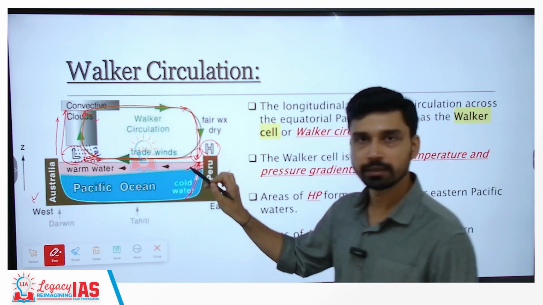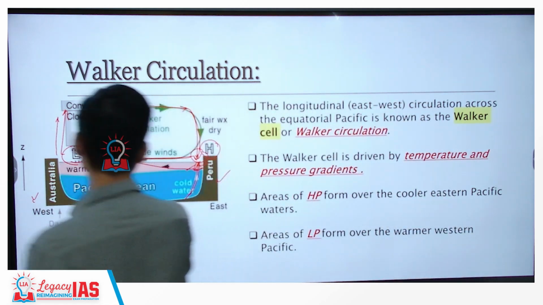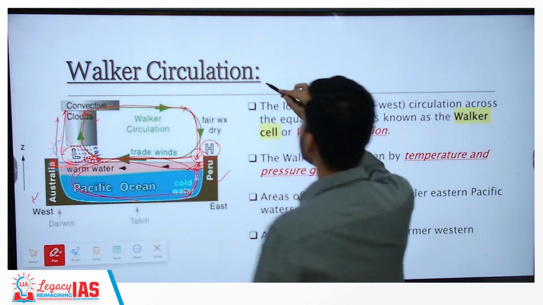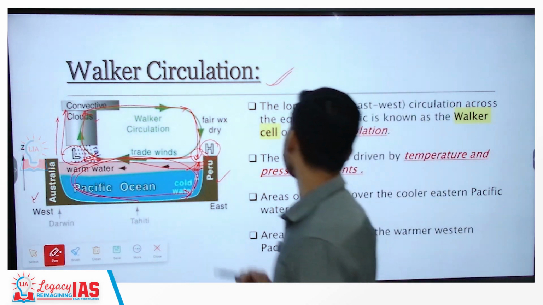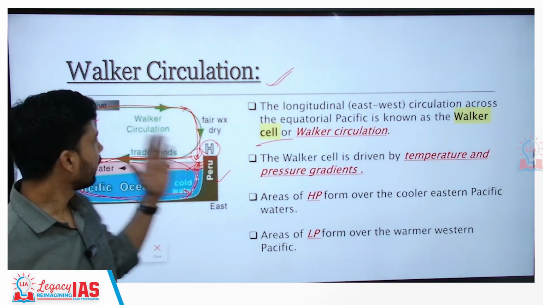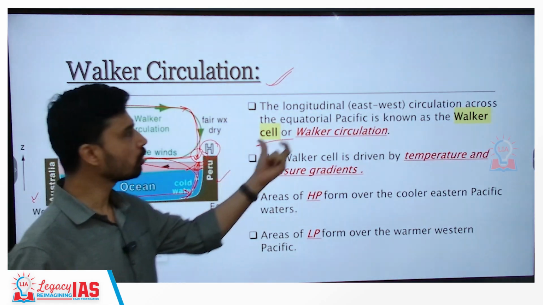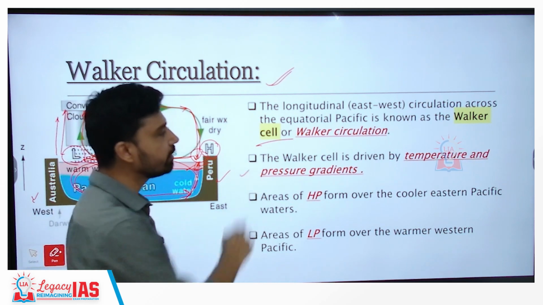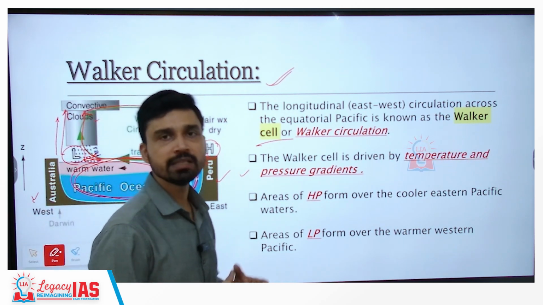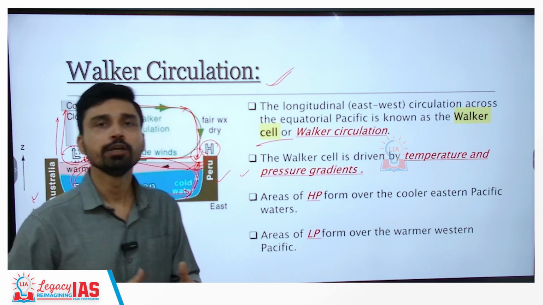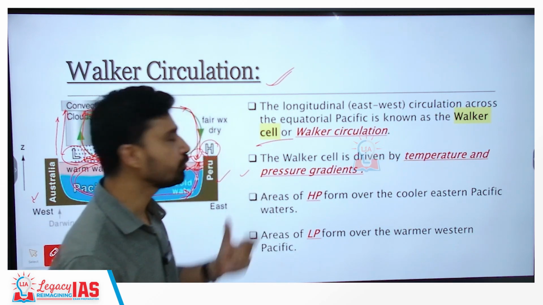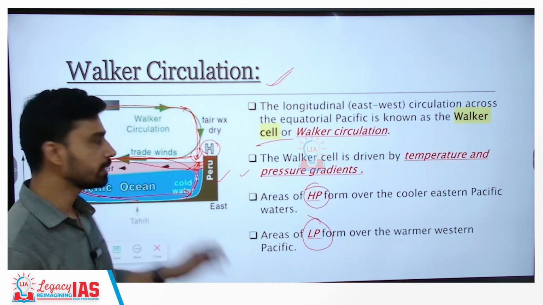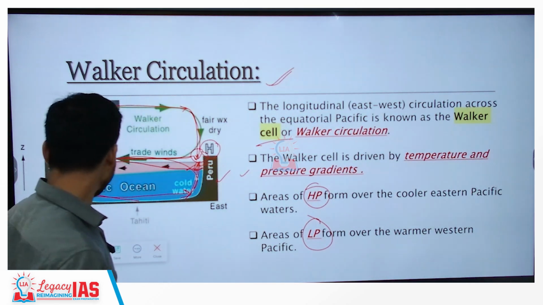Now this circulation happening in the atmosphere, coupled with the circulation happening in the ocean due to the flow of wind, is what we call the Walker circulation. That is what is written here: the longitudinal, or east to west, circulation across the equatorial Pacific region is the Walker circulation. The cell, as we have discussed, is driven by the temperature difference between the eastern and western parts of the Pacific, which leads to the development of a pressure difference, the pressure gradient force. So areas of high pressure form on one side and areas of low pressure on the other side, and this leads to the development of this kind of cycle.